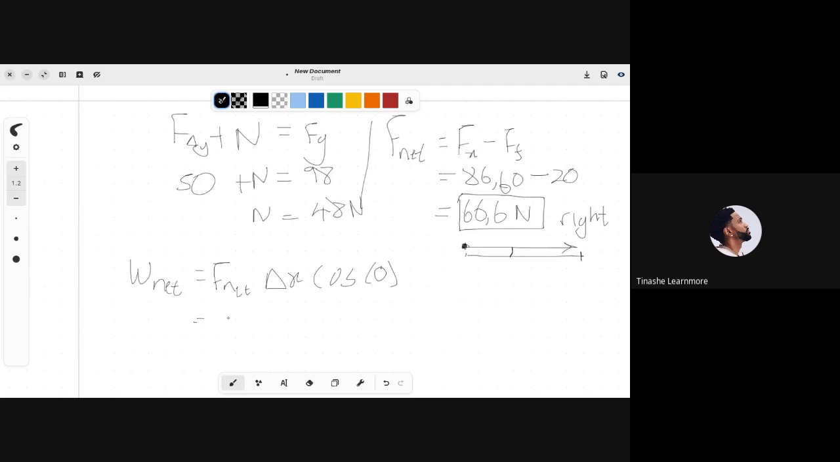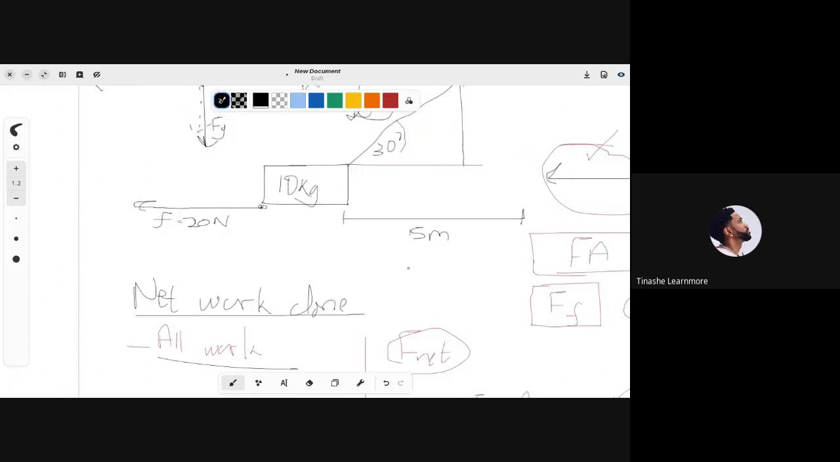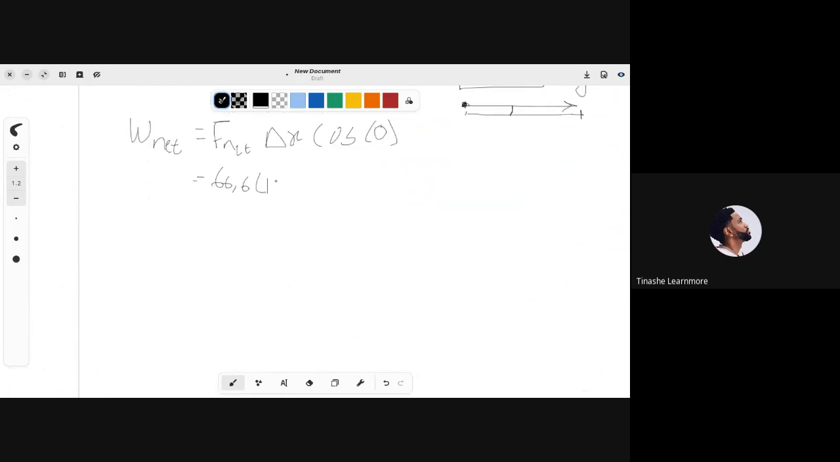Okay, so I'm going to plug that in. I've got 66.6, and my delta X is 15 meters. So 15 meters, and then cosine of 0. And then I'm going to get my answer. So multiply by 15, multiplied by the cosine of 0. And this should give us a weird looking number, 999.